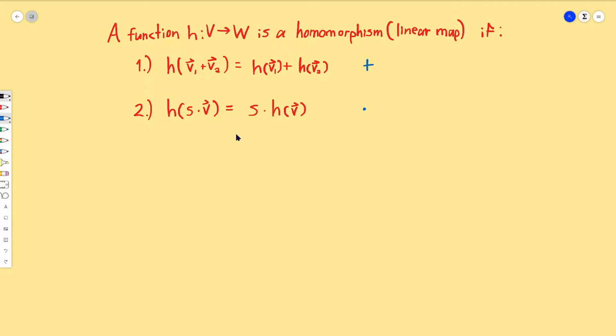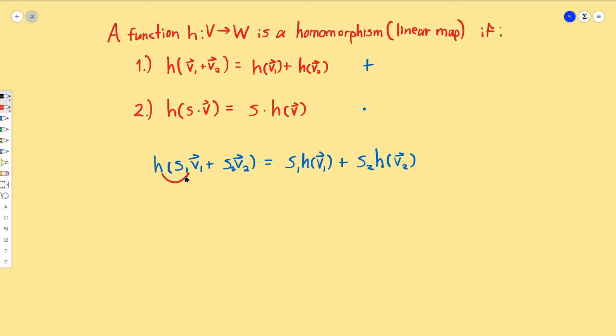We could say that linear maps preserve vector addition and scalar multiplication individually, or we could say this more concisely as a homomorphism preserves linear combinations from the input space in the output space. That is, h of some linear combination s1 v1 plus s2 v2, where we have these scalars s1 and s2 multiplying vectors v1 and v2, and then applying the map h to that, that's the same thing as taking s1 times h of v1 plus s2 times h of v2.